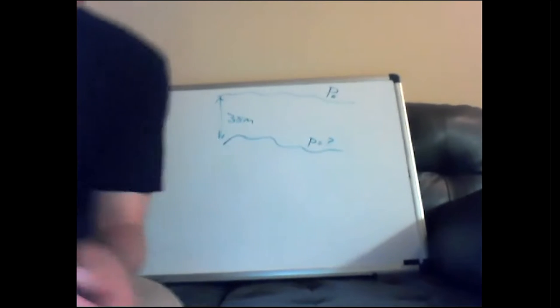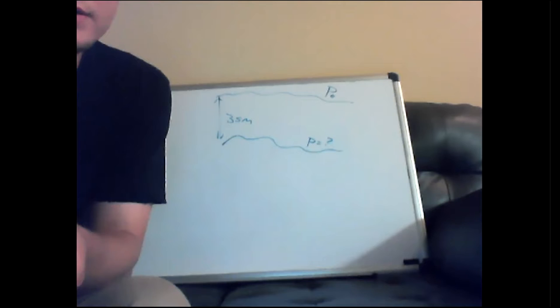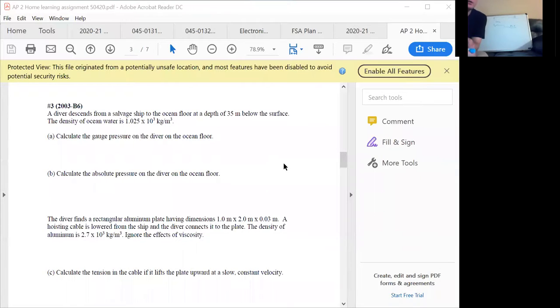All right, so in this video, I'm going to go over the second problem on our fluids worksheet. If I pull it up here, it says we have a diver and he descends to a depth of 35 meters below the surface. It gives us the density of water as 1.025 kilograms per cubic meter. And the first two parts just want to know about the gauge pressure and then the absolute pressure.